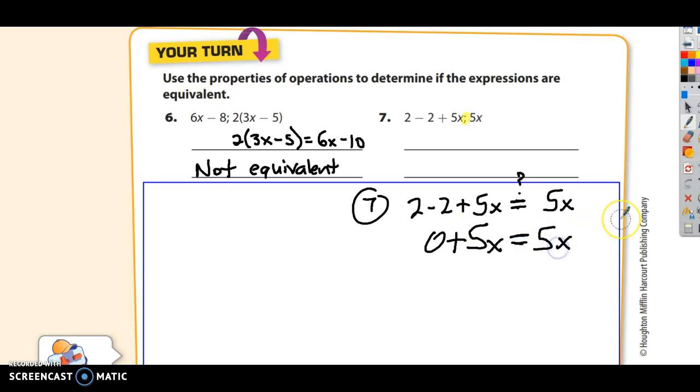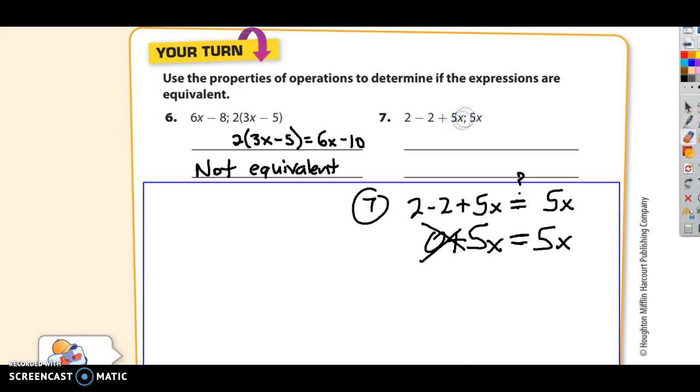It is, because there's a property. It's the identity property of addition. And the identity property of addition, the exact words are, adding 0 to a number does not change its value. So if you're trying to add 0 to 5x, you could actually just take that off altogether. So now I have 5x equals 5x. The answer is equivalent.